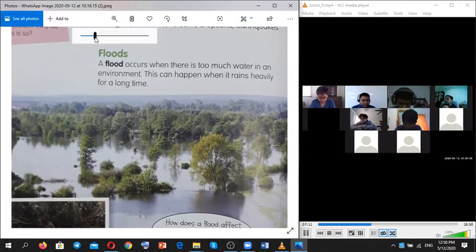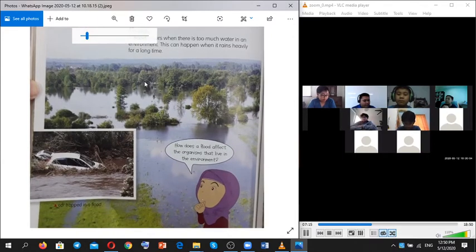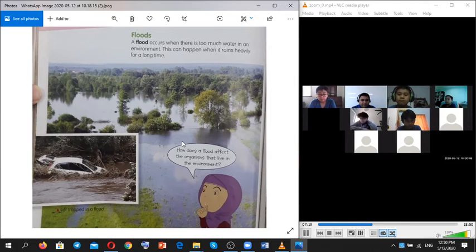All right. Now, what does flood mean, Amir? In your own words, flood. In Malay, it means banjir. Can you describe it? When it rains heavily, what happens? Amir? Kalau hujan lebat, banjir.